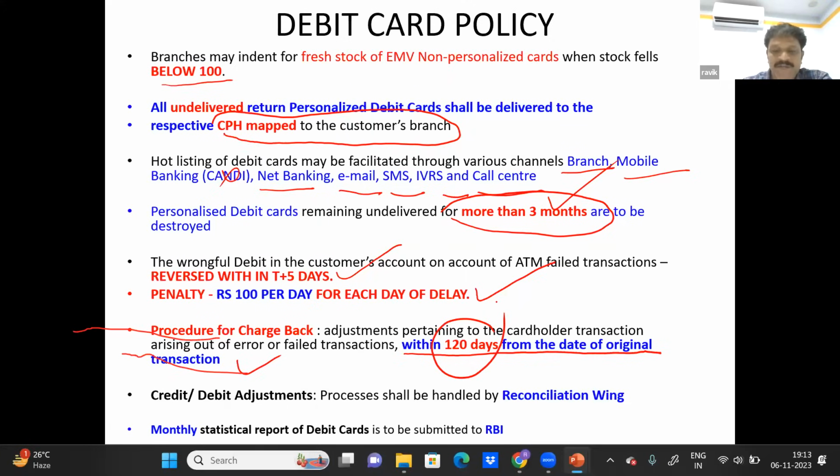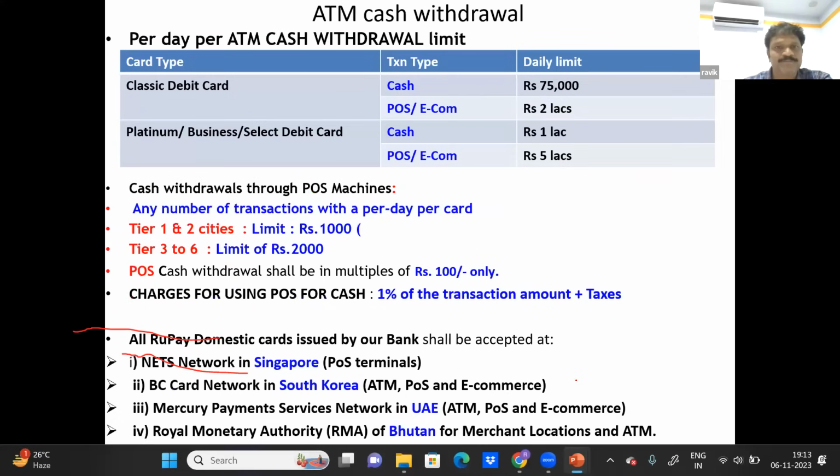120 days is very, very important for adjustment for chargeback. And credit debit adjustments will be handled by reconciliation wing head office. And a monthly statistical report of debit cards we have to inform to Reserve Bank of India every month. I have seen all the data we have to give to RBI monthly only.